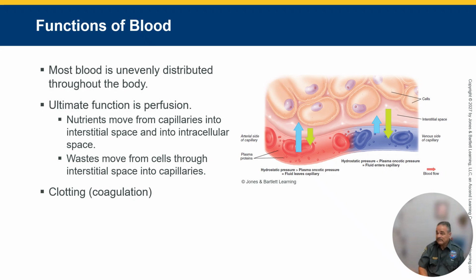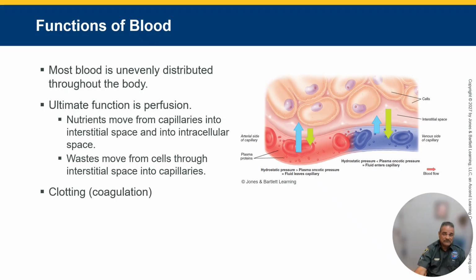Functions of blood. Most blood is unevenly distributed through the body, okay? The ultimate function is perfusion. Approximately 30% of the blood is found within the heart, the arteries, and the capillaries. 70% of the blood is found within the veins and the venules. Okay, so 30% is in the oxygenated side and 70% is in the unoxygenated side. And the ultimate function is perfusion, okay?